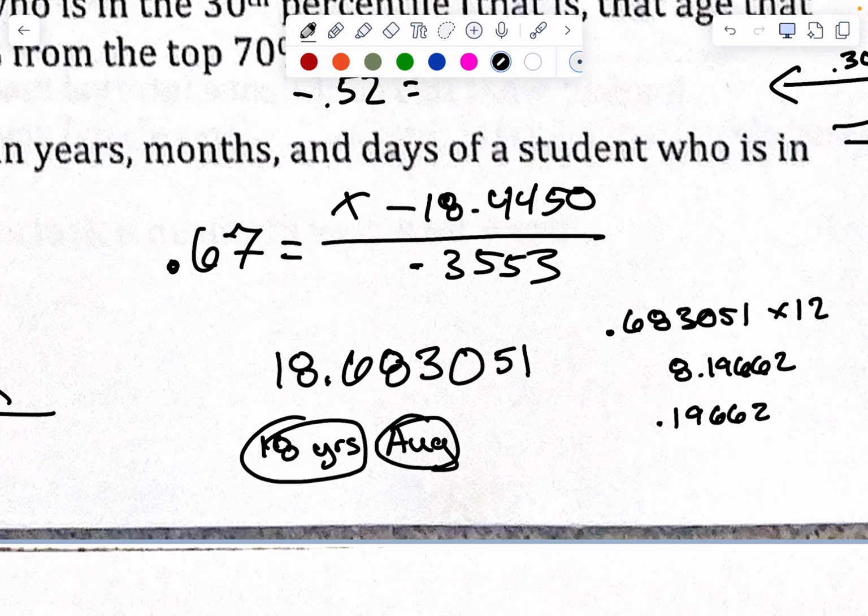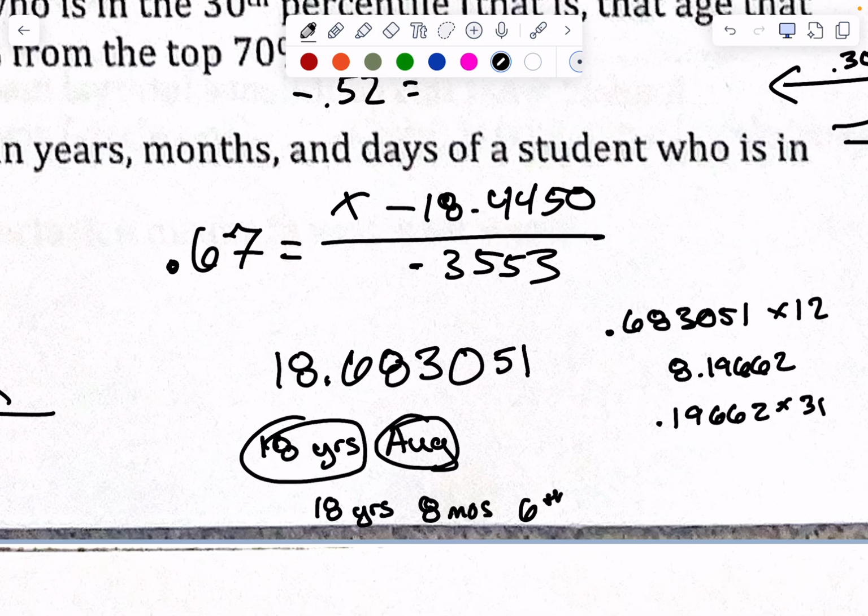Why would you put August? Okay, you can put the 8th month. 18 years, 8 months. What do I take it times? We want the day. How many days are there in August? Oh, 31. So .19662 times 31. 6 point. That's the 6th day.